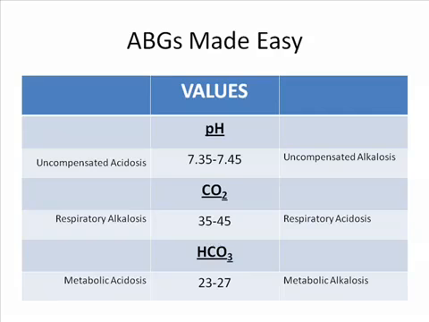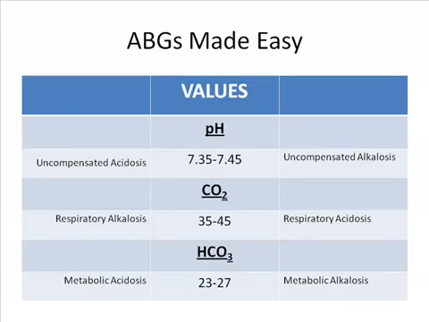So here we have the normal values. Your pH 7.35 to 7.45. Anything less than 7.35 is uncompensated acidosis. Anything greater than 7.45 is uncompensated alkalosis.